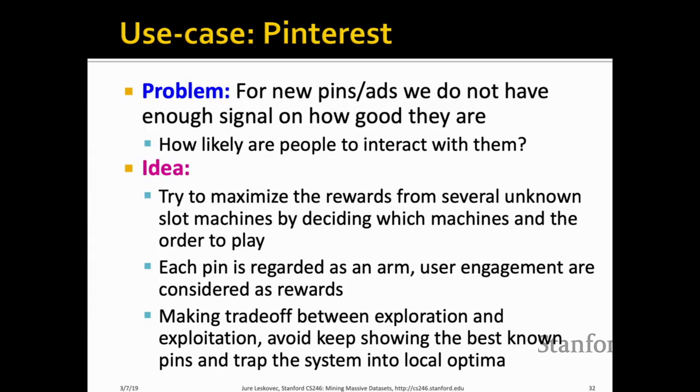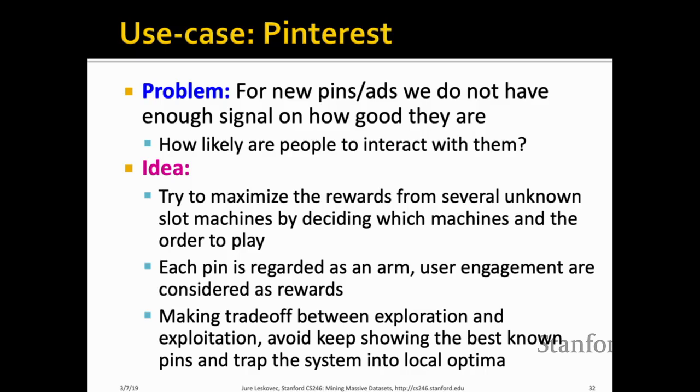So let's see one use case, and this is more related to recommender systems. Think about Pinterest. Pinterest is this platform where users are preparing boards where they pin different images related to different topics, passions, or hobbies that they have.